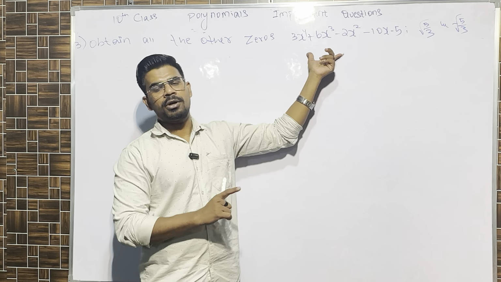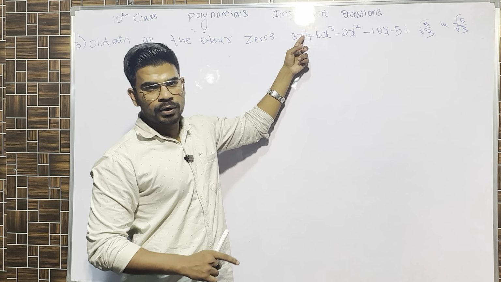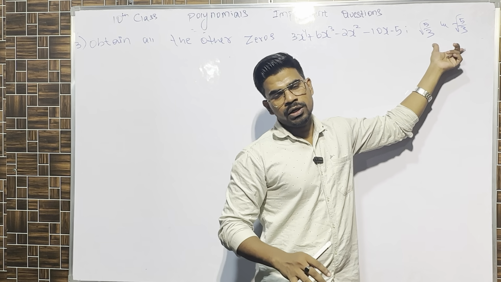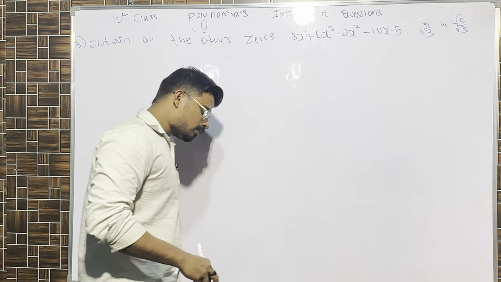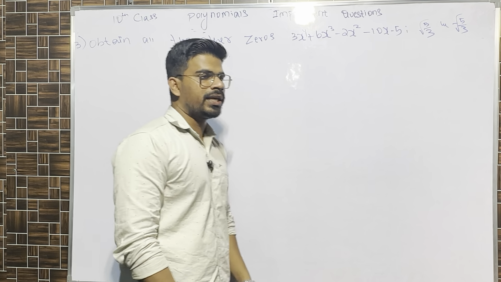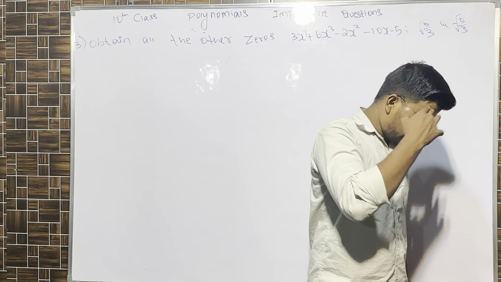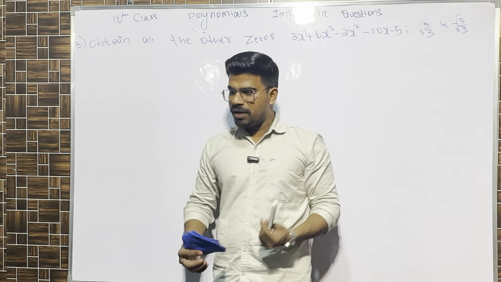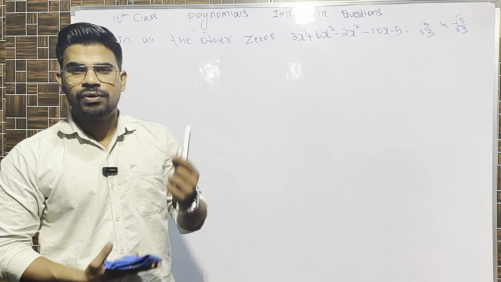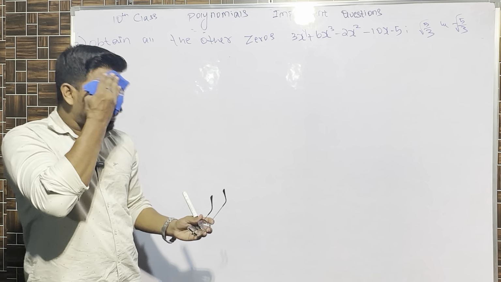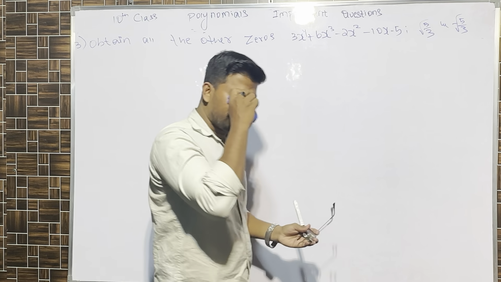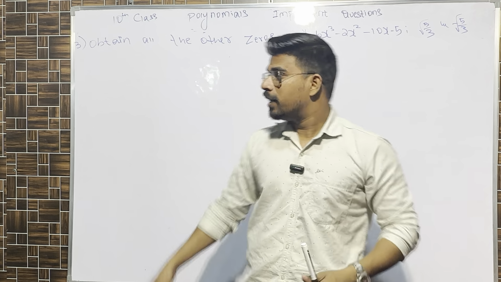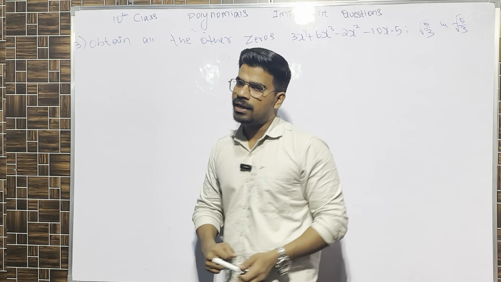How many zeros will this polynomial have? Highest power is 4, so it will have 4 zeros. But 2 zeros are already given. So we have to find 2 zeros. What is the difference between the previous question and this question? In the previous question, he had already given the polynomial which is supposed to be divided and the other polynomial which was dividing. That means divisor and dividend were already provided in the previous question. However, in this question, the dividend is only given. The divisor he did not give.